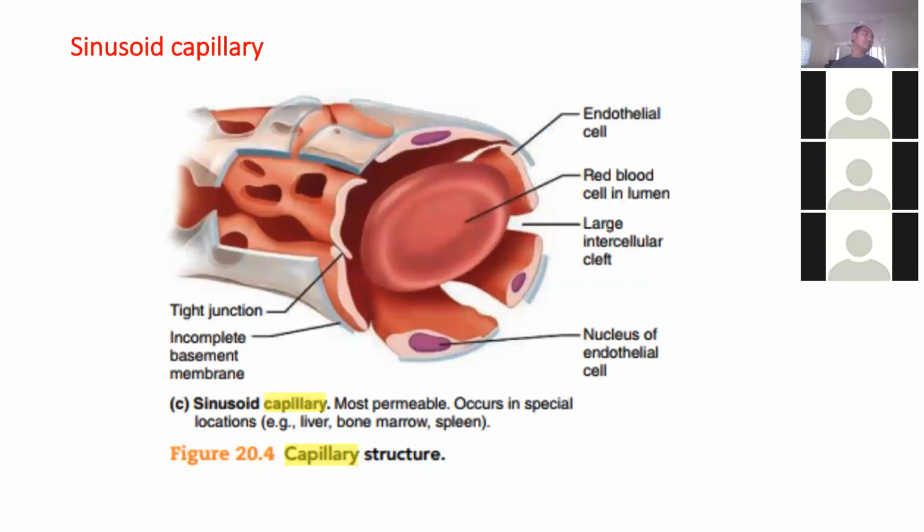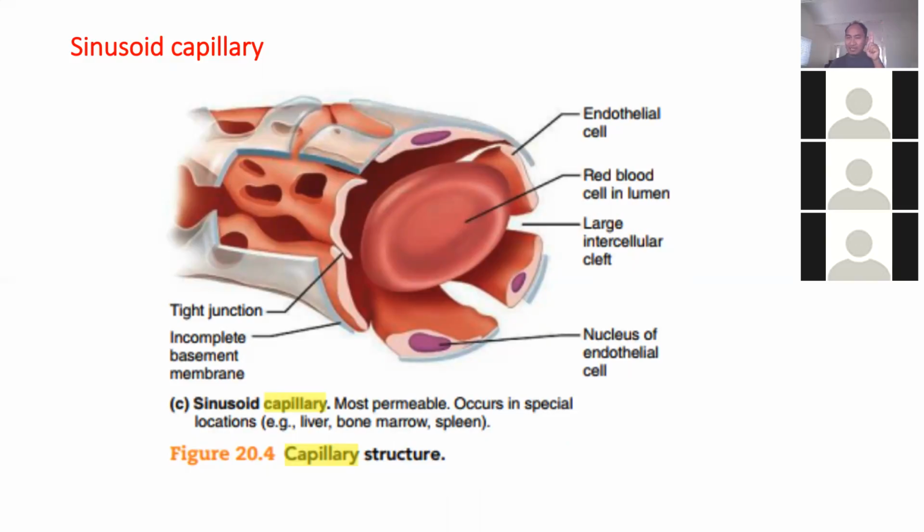And this is like a big hole, a big gap between the endothelial cells. In the endothelium, the perforations are much larger, and we call these sinusoidal capillaries. In sinusoidal capillaries, big structures can freely cross the capillary wall, and they are found in the liver, bone marrow, and spleen. So those are the three capillaries as a reminder.